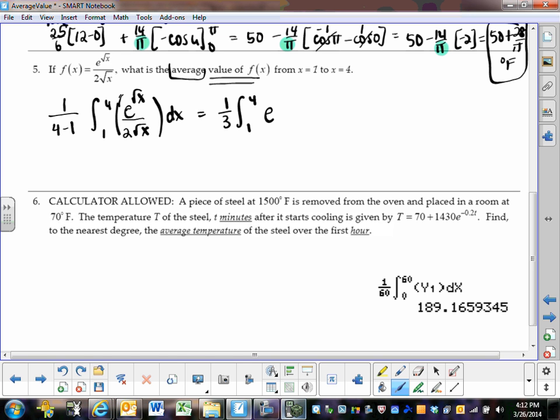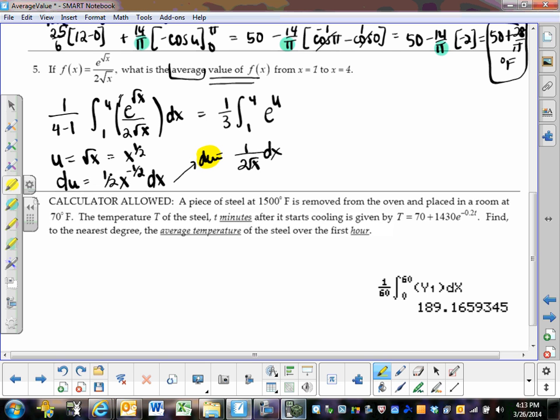And this is going to be an e to the u situation. So my u is the square root of x, or x to the 1/2, which makes du equal to 1/2 x to the negative 1/2 dx. That means that du is 1 over 2 root x dx. I have a perfect substitution for exactly du.